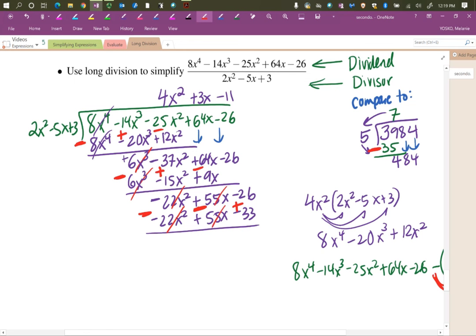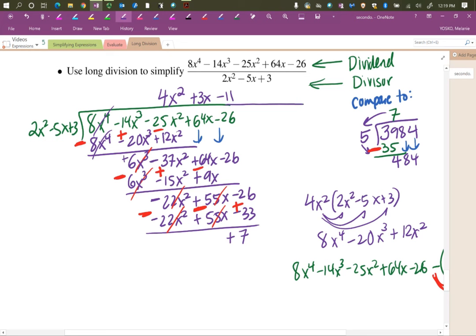So we have negative 26 plus 33. Signs are different, so we subtract and we keep the sign of the bigger one, so the difference is 7. Okay? And obviously the 7 doesn't have an x, so it's really like x to the 0. The degree is 0. That is smaller than the degree of this expression, 2x squared, so we're done.